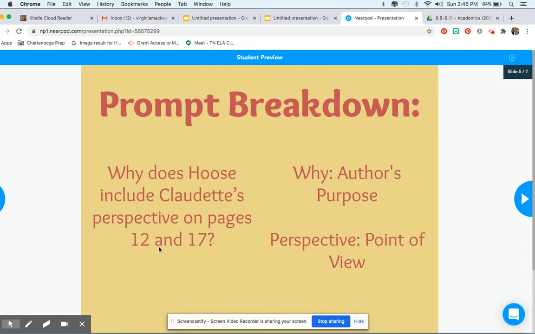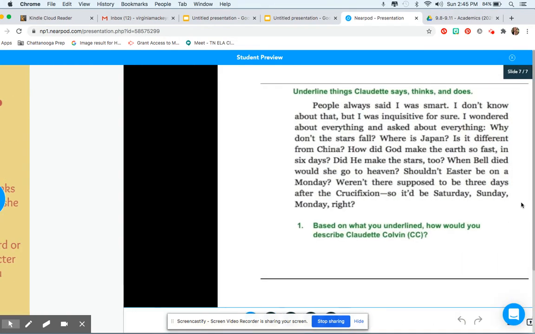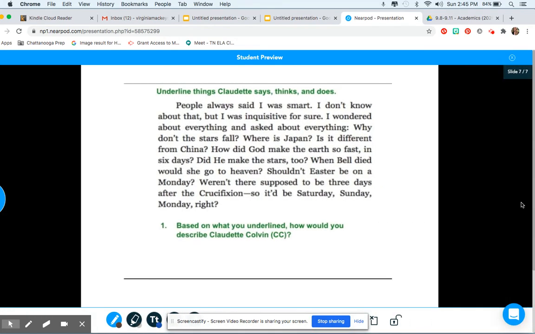Today, we're really going to focus on page 12. What's the main idea of page 12? And how does page 12 connect to the rest of the book? So you're going to have a slide in front of you that looks like this. I'm going to model the first one. Underline things that Claudette says, thinks, and does.